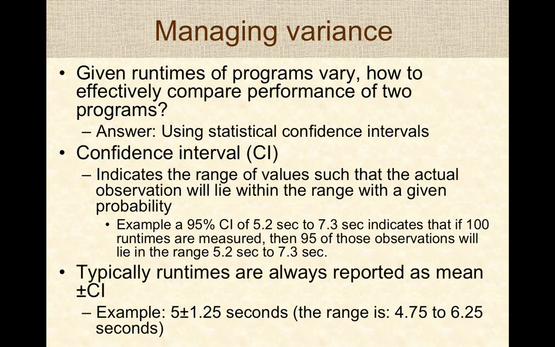Typically, runtimes of programs are always reported as a mean plus or minus a confidence interval. So for example, a runtime of 5 plus or minus 1.25 seconds would result in a range which is 4.75 to 6.25 seconds for the program. So that means every time the program is run, there's a 95% chance that the runtime will be in the range 4.75 to 6.25 seconds.